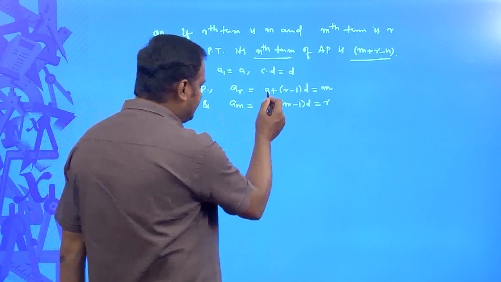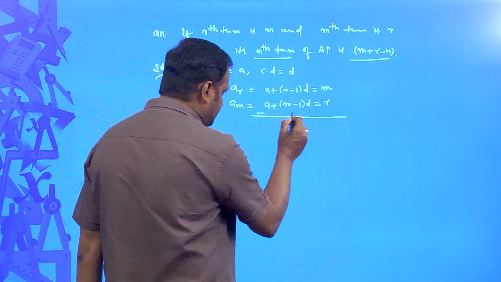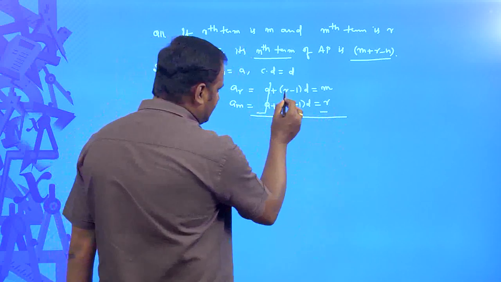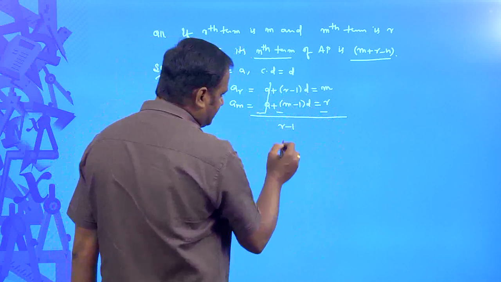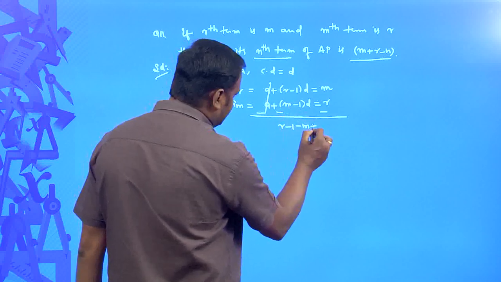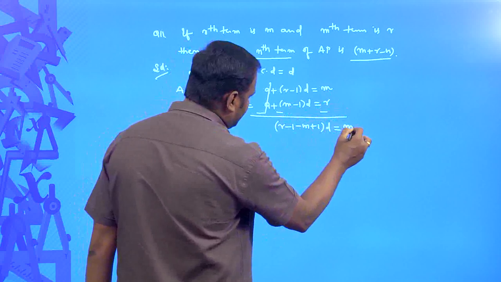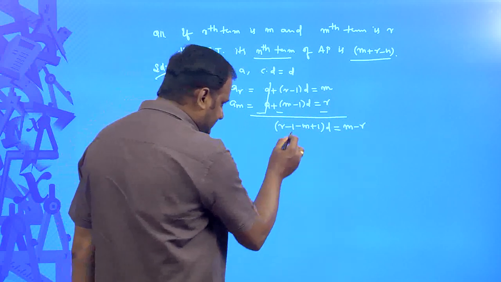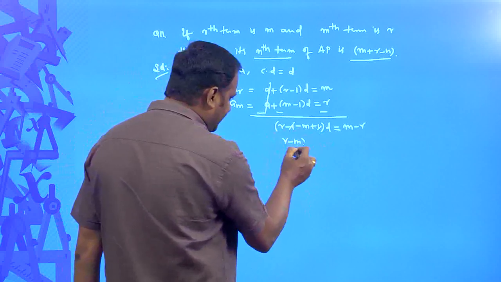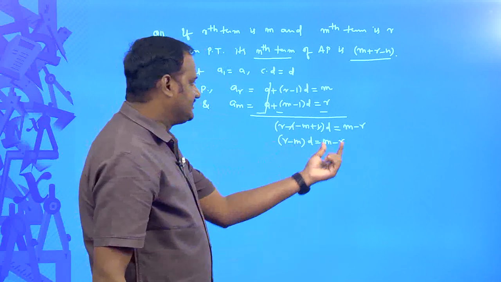For that, see, this is a, this is a, so you will have to subtract one equation from the other equation. Plus a minus a gets cancelled. This is (r minus 1) into d, minus of (m minus 1), so minus of minus gives plus 1 times d, is equal to m minus r. Any cancellation? Minus 1 plus 1 gets cancelled. This is (r minus m) into d is equal to m minus r. See, this is r minus m and this is m minus r.